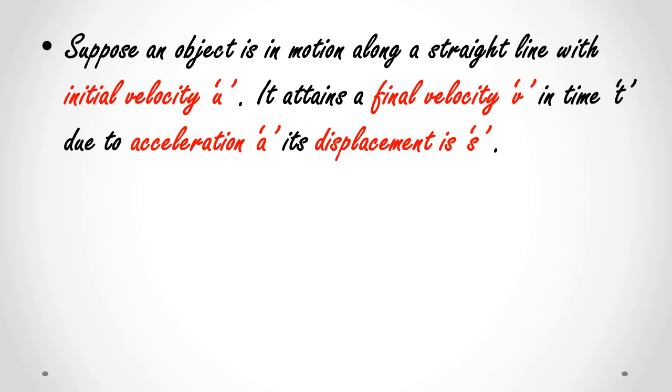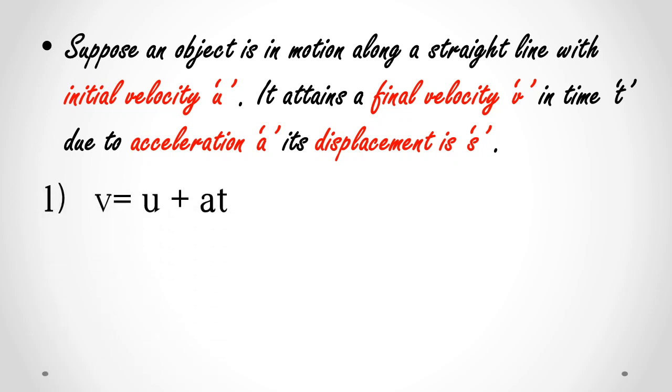Suppose an object is in motion along a straight line with initial velocity u. So u is the symbol for initial velocity. Alright, it attains a final velocity v. So v is the symbol for final velocity in time t due to acceleration a. Its displacement is s. So the three equations of motion can be written as, so these symbols for different terms are given, and we have to see the three equations of motion.